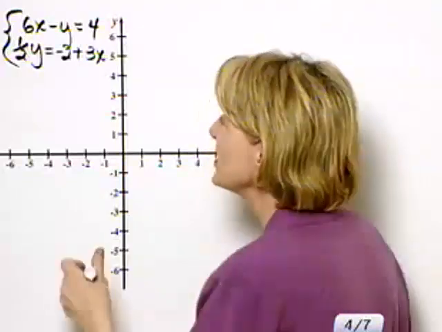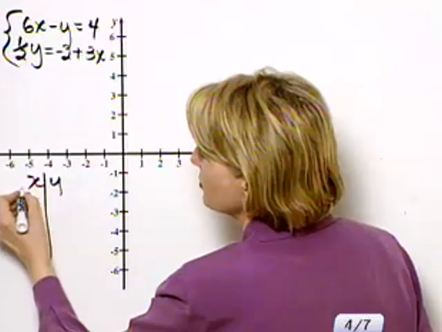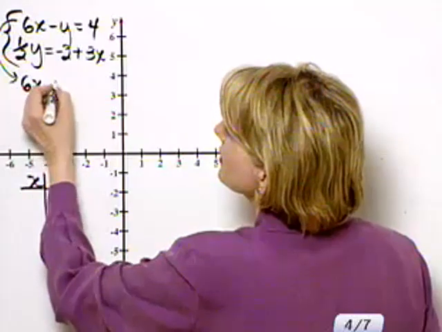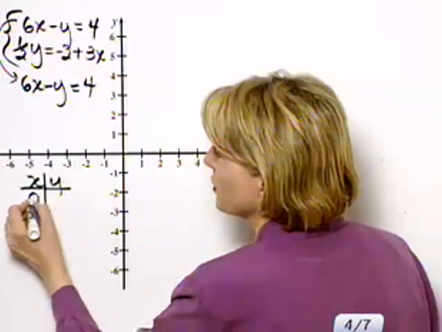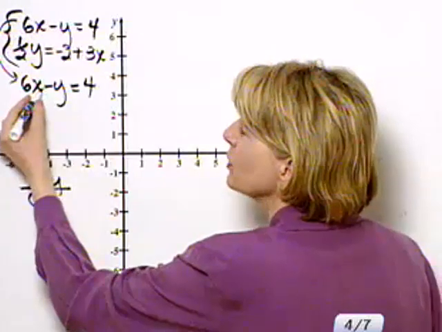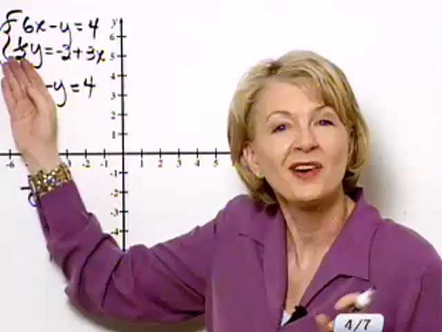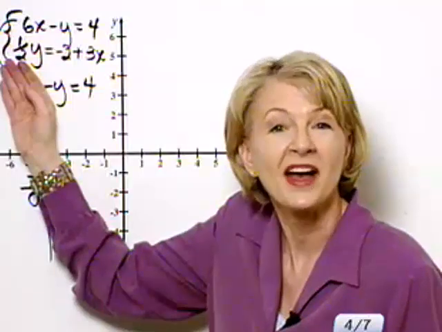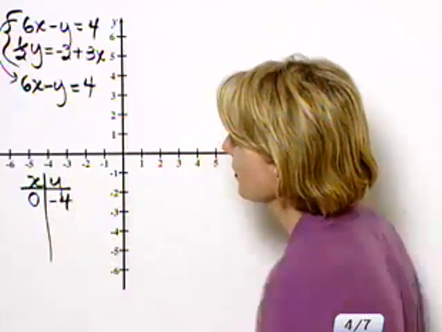So let's graph each on a rectangular coordinate system. Here is my table, and I will look at the first equation only at the moment. Let's let x be 0. If x is 0, then I have negative y is equal to 4. Divide both sides by the coefficient of y, which is negative 1, and y is negative 4.